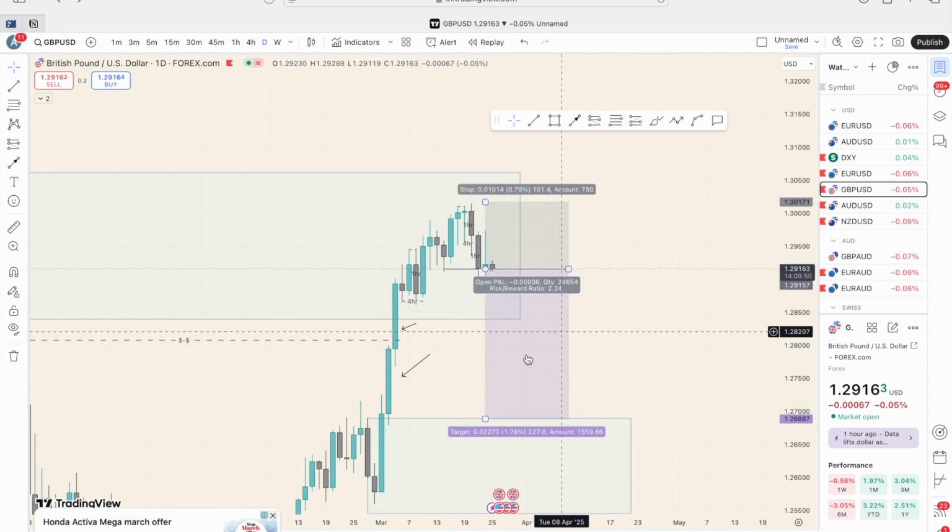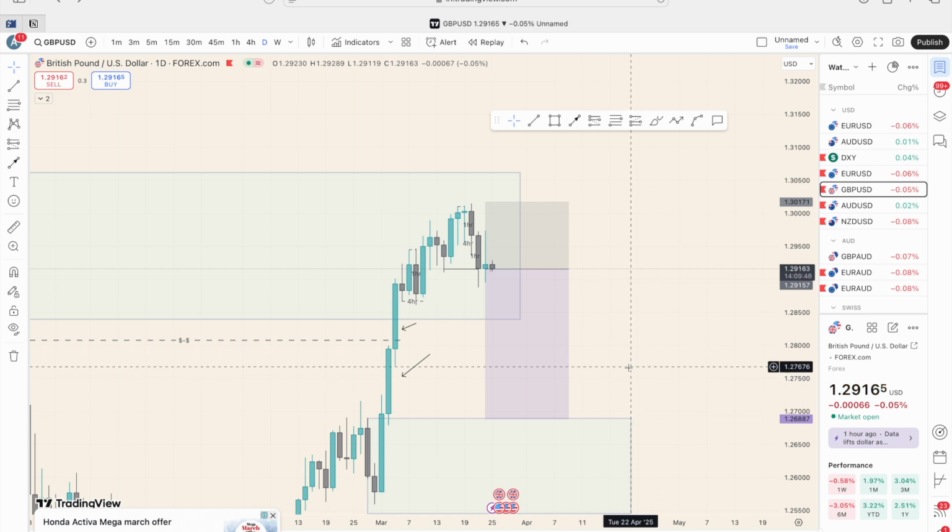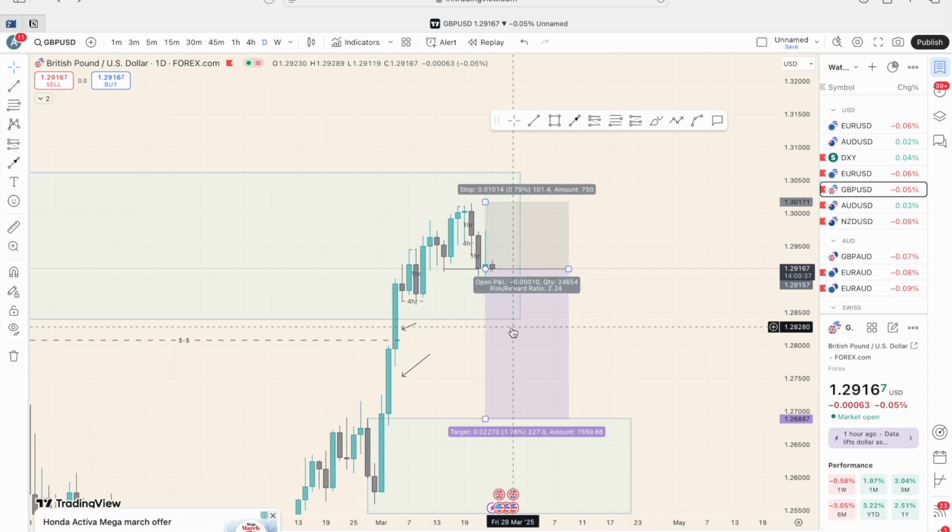But since 2 to 3 is the optimal range of risk to reward, I would highly suggest, if you were unable to take a trade in the EUR/USD one, you should definitely look to trade the GBP/USD one.